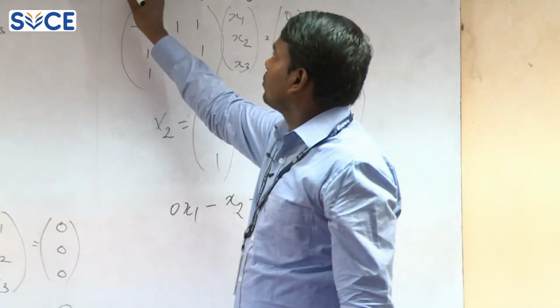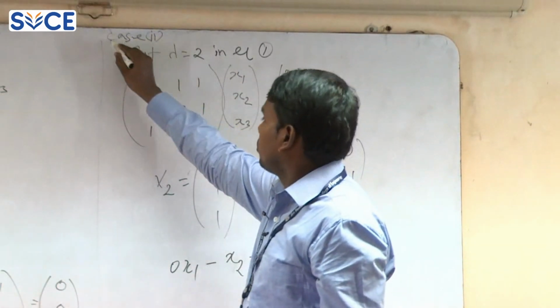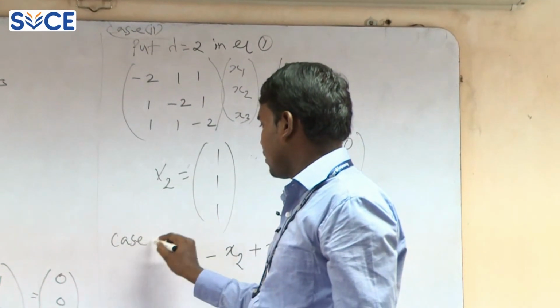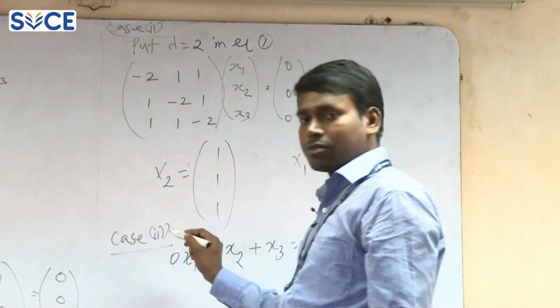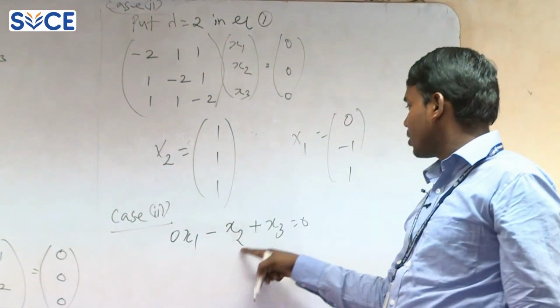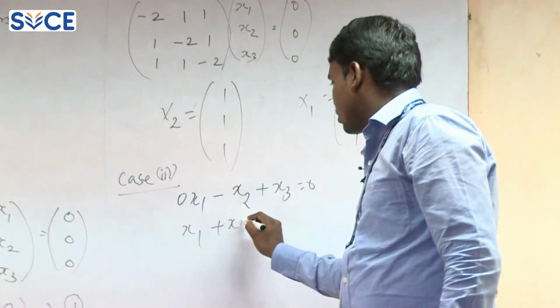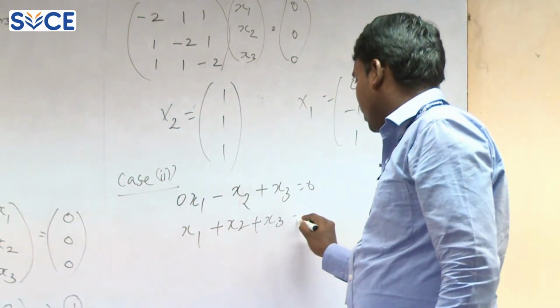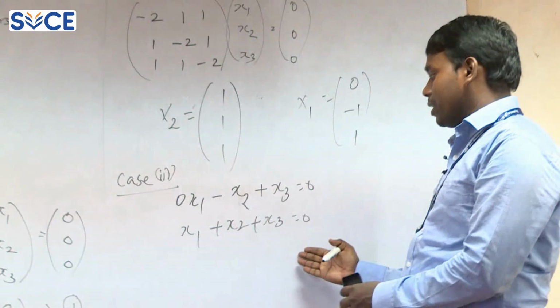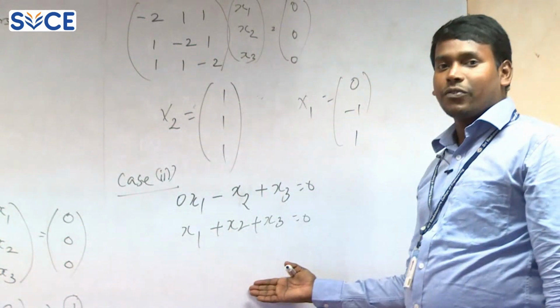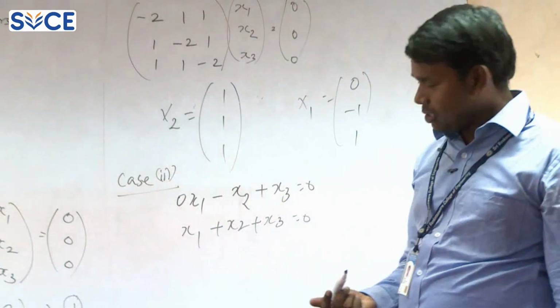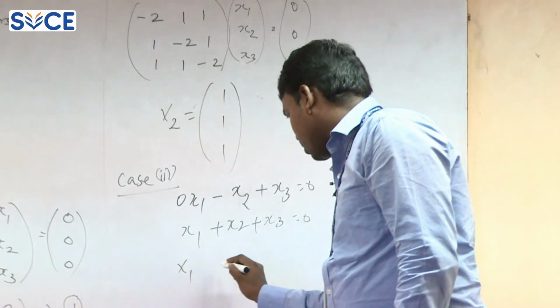This is case 2, this is case 3. 0 x1 minus x2 plus x3 equal to 0. The second one, x1 plus x2 plus x3 equal to 0. So here we have two equations, and the two equations are different.